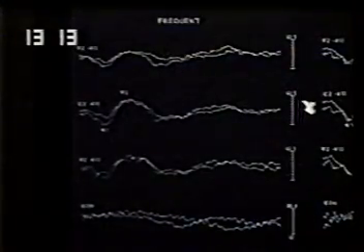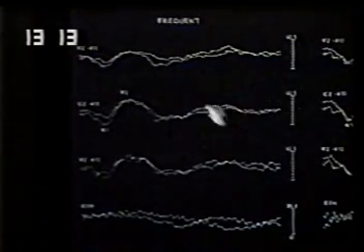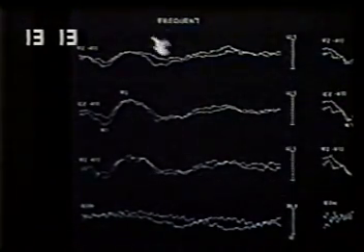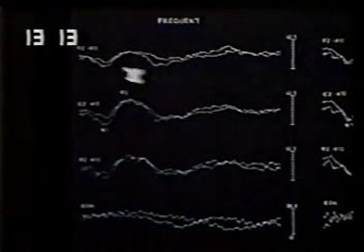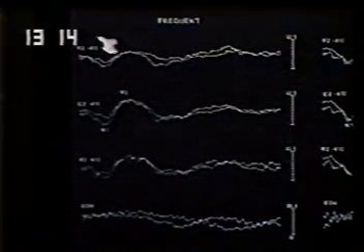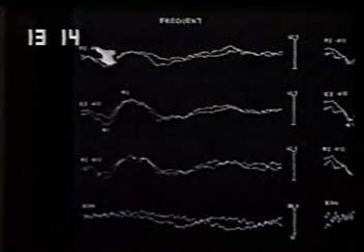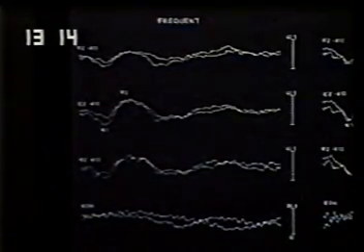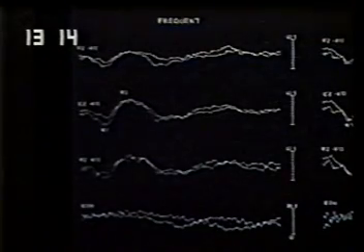Now what we're looking at here, again, are repetitious runs, showing repeatability. In response to the frequent, you do get some earlier potentials, in this case called the N1 and a P2. The N1 is about 100 milliseconds later, so we're looking at things way after the brainstem auditory.